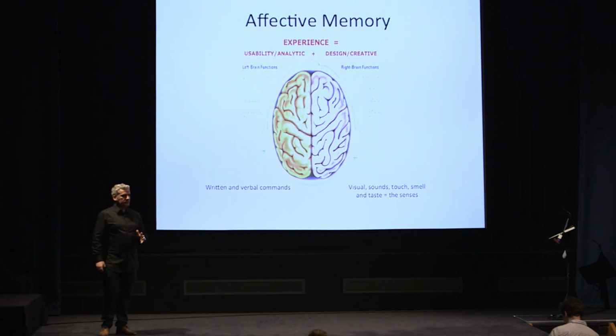The right side of the brain is emotional, and that's where all your emotions are fired up. Basically, that side of the brain works with visuals, sounds, touch, smell, and taste, basically the senses. So when you're trying to recreate emotion, you can't actually send a verbal command to your brain to become emotional.